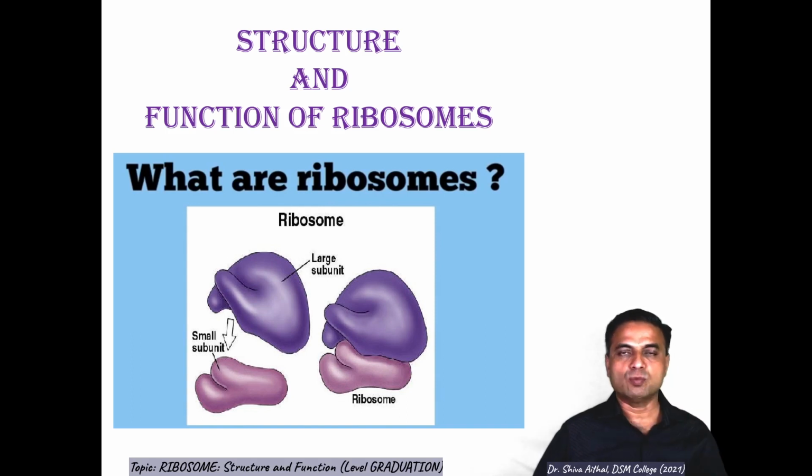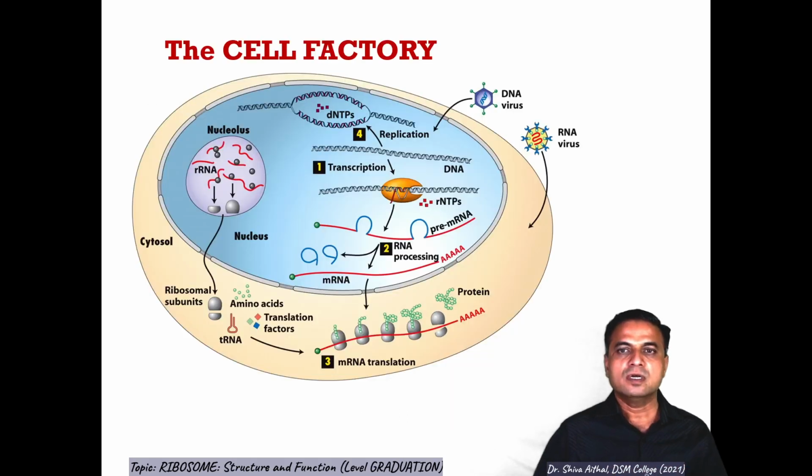Large subunit and small subunit, and this structure of two subunits combining to form a single large unit is common in eukaryotes and prokaryotes. In my previous explanation, I had shown you how protein synthesis takes place, but that was just a small part of this big cell factory.